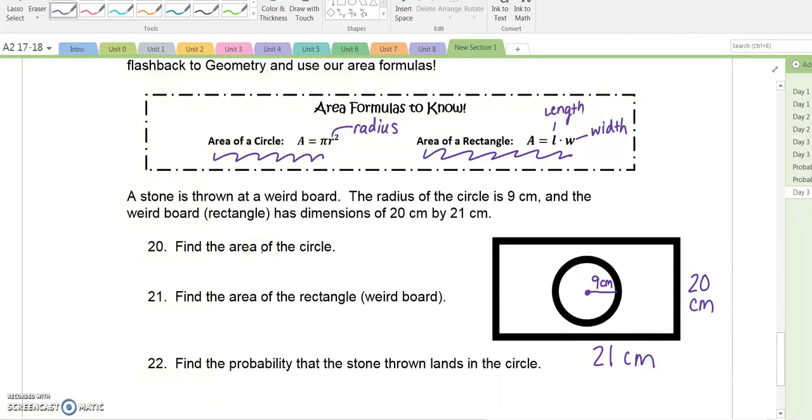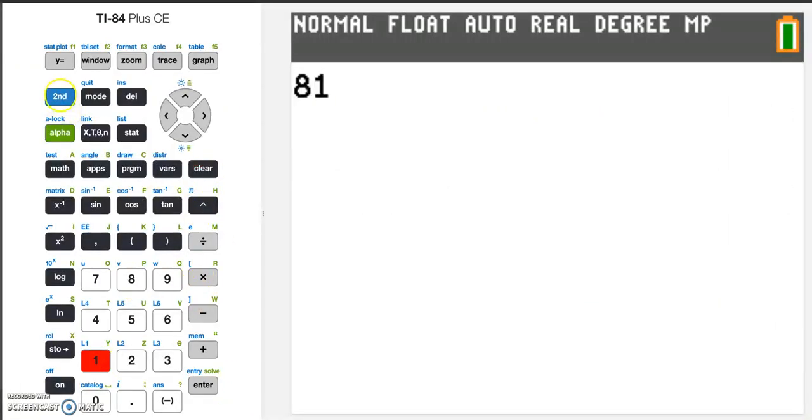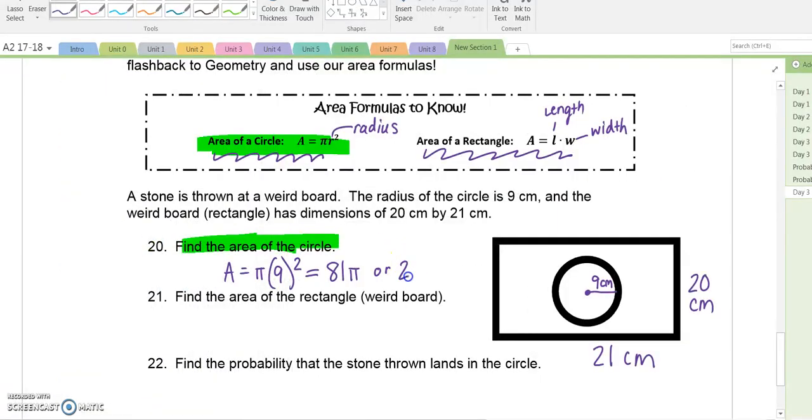Well, first, the area of the circle. That part shouldn't be so bad. You just have to look at your area formula. Area of a circle is pi times the radius squared. Well, our radius is 9. So I'd say pi times 9 squared, which is 81 pi, or you can type it in your calculator. Okay, 81 second caret, that's where pi is, the second of the caret button. So 254.47. Now, with area, the units are always units squared. So it'd be centimeters squared.